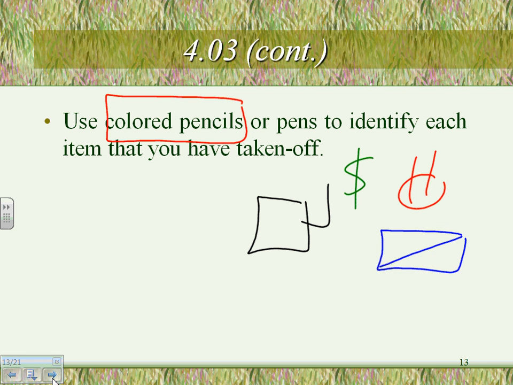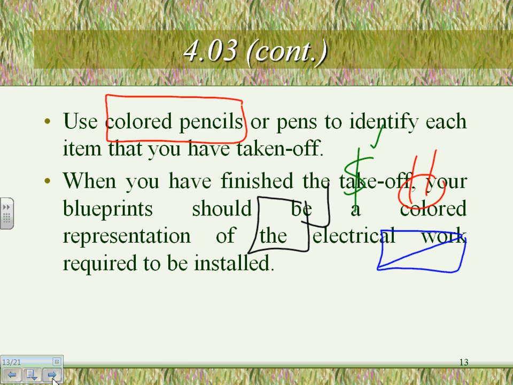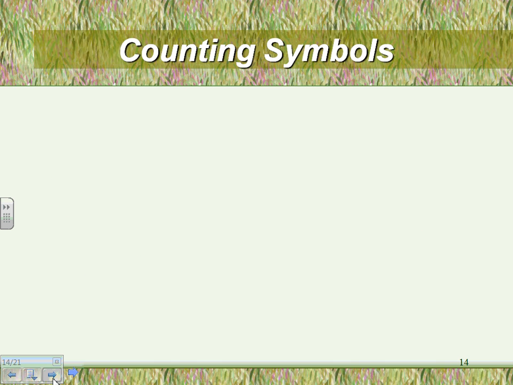If I'm taking off my switches, every time I take off a switch, I put a check next to it or color it with green. So my green is for switches. It doesn't matter what color goes with what, as long as you have a standard. It makes it easier, number one, to do the takeoff, and to check your mistakes and make sure you did not miss anything. When you're done, your blueprint should be color coded, like kids.